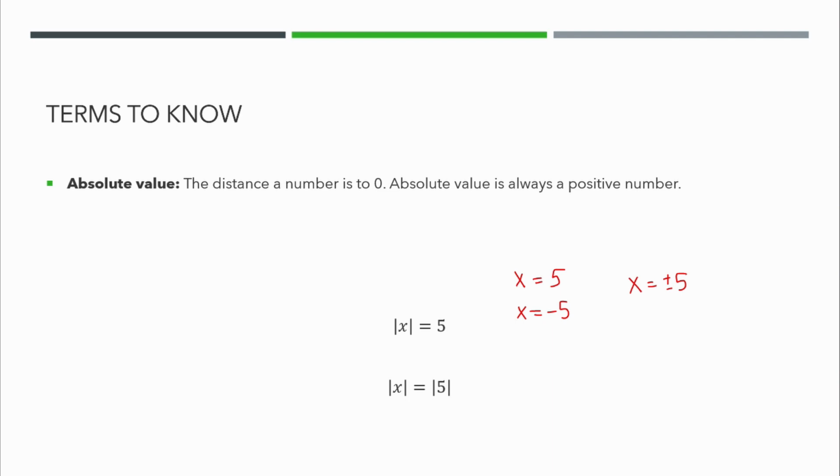Now we have two absolute values. How would we solve this? Well, that's what we're learning today. So let's move on to the next slide.